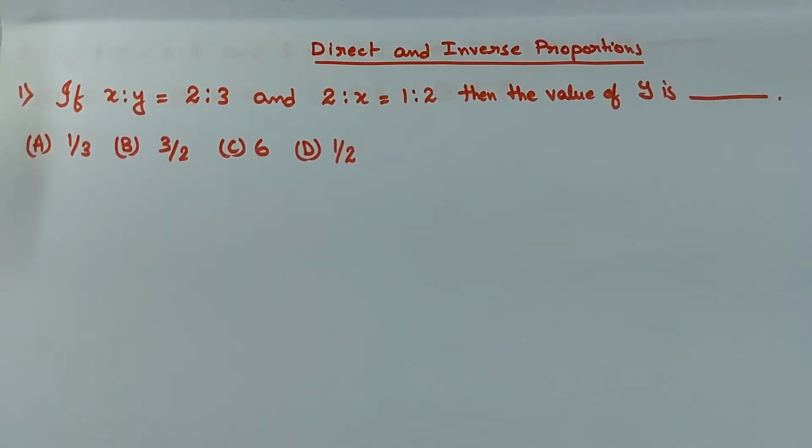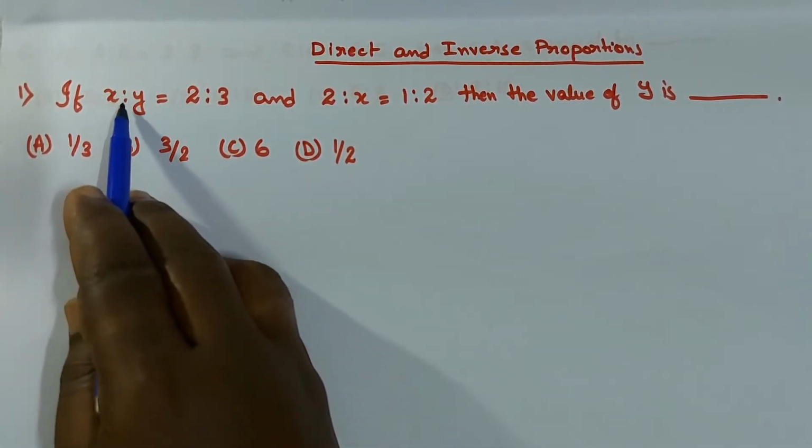Our next chapter is direct and inverse proportions. Direct and inverse proportions. Okay. Proportion means ratios. So our first question is, if x is to y, this is read as "is to".